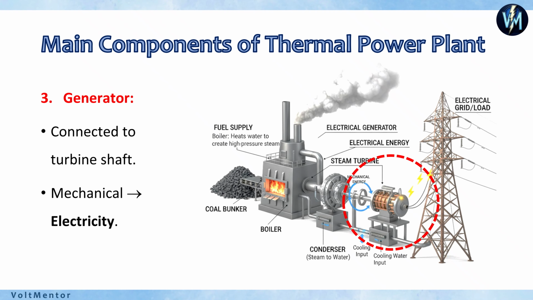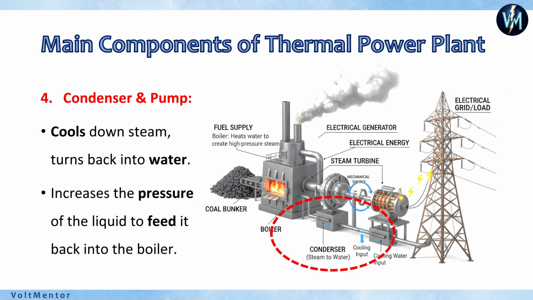After passing through the turbine, the steam enters the condenser where it cools and condenses back into water. The feed water pump then increases the pressure and sends it back to the boiler, making the process a closed loop system.